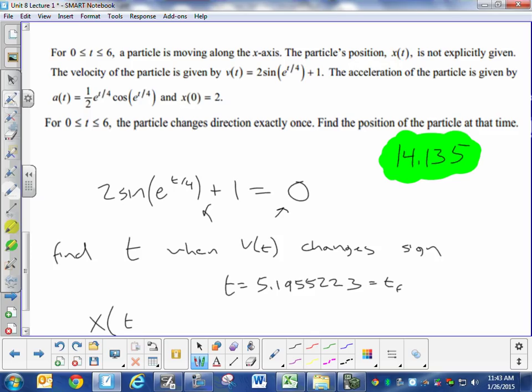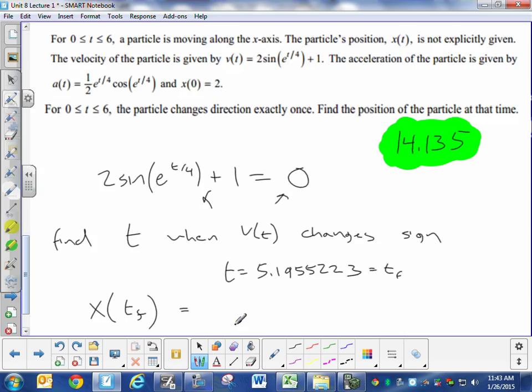That's equal to your initial position that you're given, don't forget x of 0, plus the change in your position, which you can calculate by finding the area under your velocity curve from 0 to that final time. And you would get 14.135.